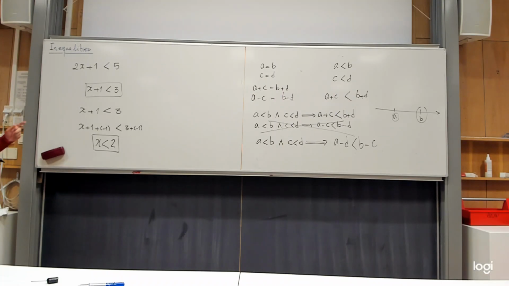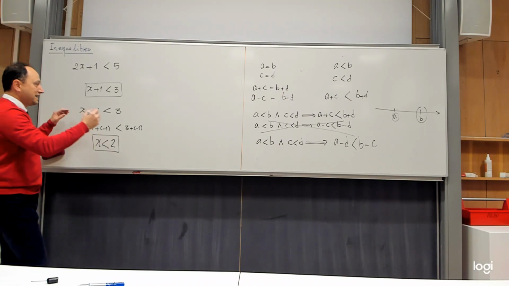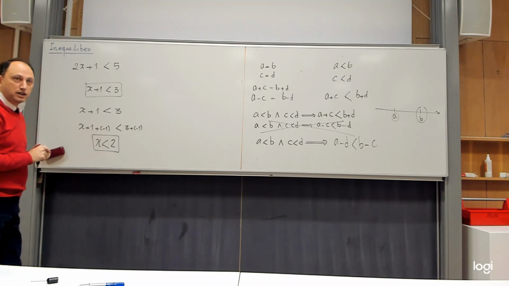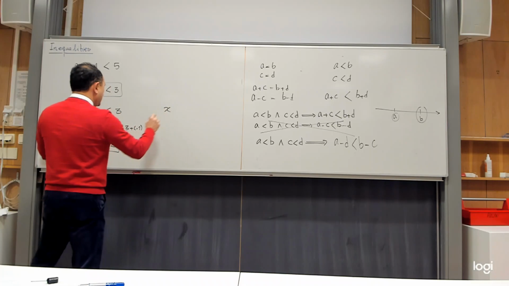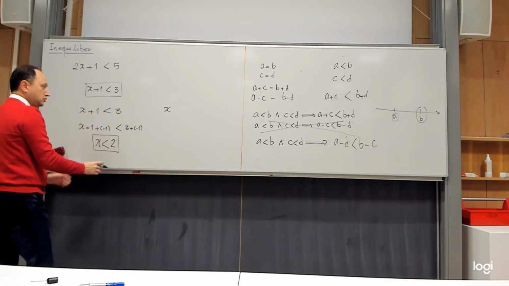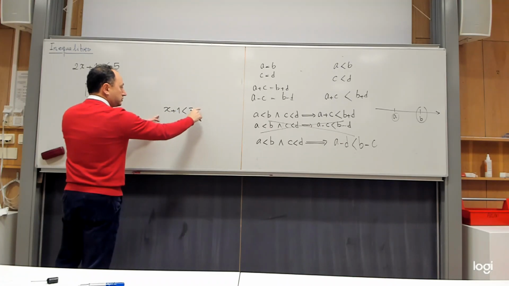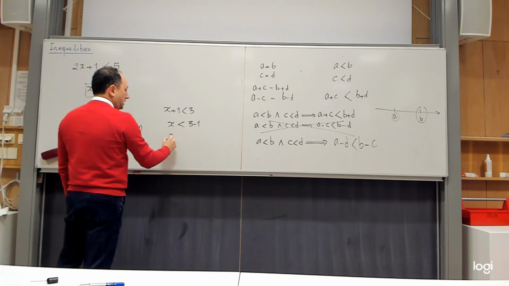But again, I will not do this because there is a faster way to do it. Exactly like equalities, you just take this one from the left-hand side and move it to the right-hand side and change the sign, as before. So if I want to solve x plus 1 less than 3, I move 1 to the other side. This becomes 3 minus 1, and then x less than 2. That would be the answer.